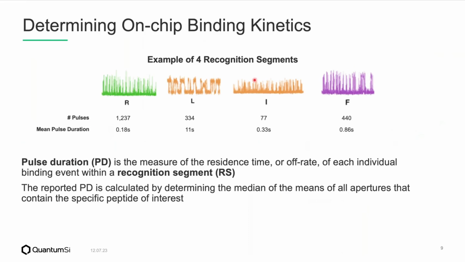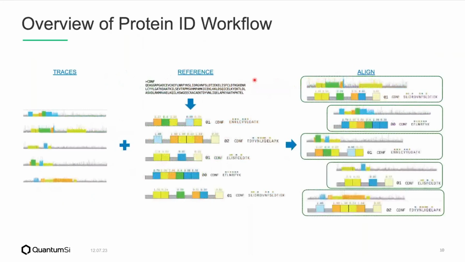amino acids. Once we've done this on a chip-by-chip basis for the entire chip, we can then take all of these kinetic traces and use this information to identify the proteins and peptides within our sequencing sample. An example of this is shown again to the left. On the left-hand side, we have our kinetic traces, which indicate the recognition segments and their associated order of appearance, as well as the corresponding pulse durations.